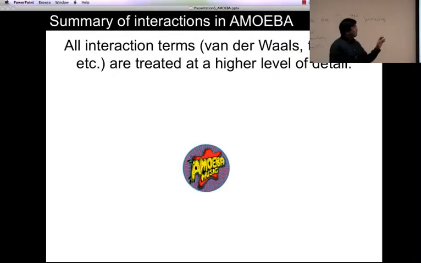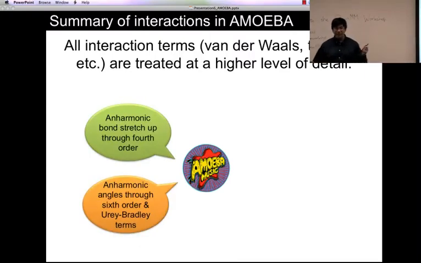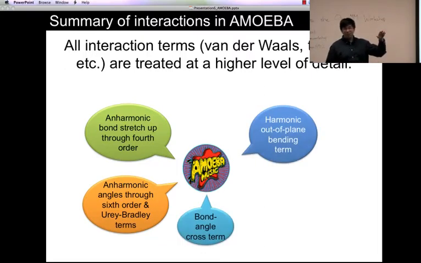Okay. So not only the electrostatics, but all the interaction terms in the AMOEBA force field are treated at a higher level of detail. So for instance, the AMOEBA force field has anharmonic bonds and angles. It's not just a harmonic potential, but it includes higher order corrections through 4th order for the bonds and 6th order for the angles. This is actually taken from the MM3 force field for organic molecules. There's also bond-angle cross terms and a harmonic out-of-plane bending term, for things that are sp2 hybridized.